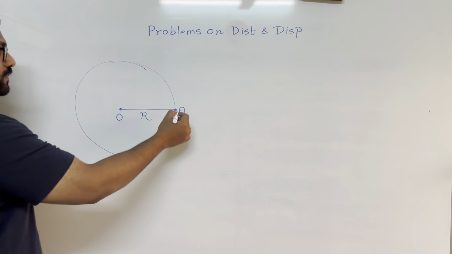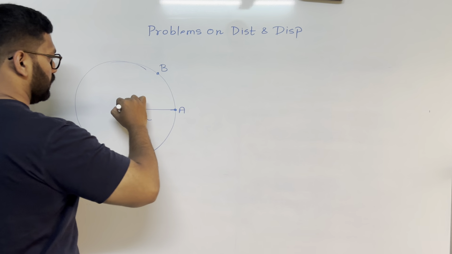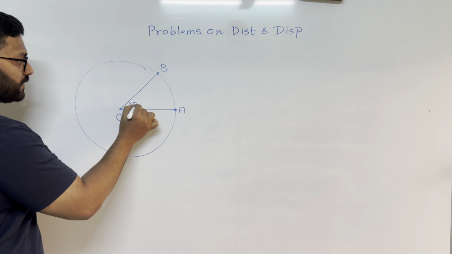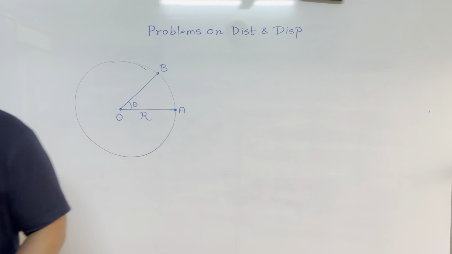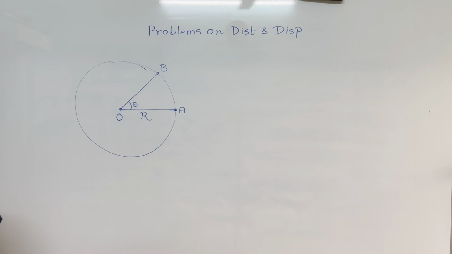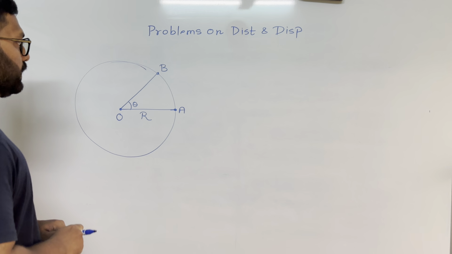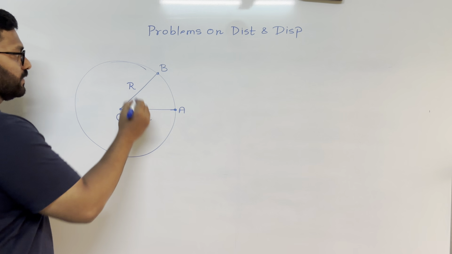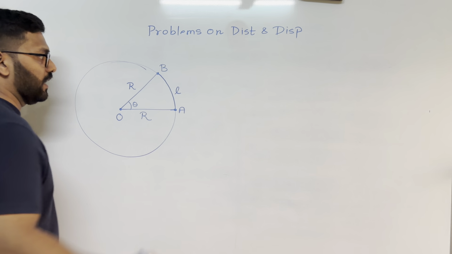The person goes from point A to this particular point B, and in going from A to B, the person traversed an angle theta at the center. Now what is going to be the displacement and what is going to be the distance? So let's say this is R and this is the arc length. Let's say L is the arc length.